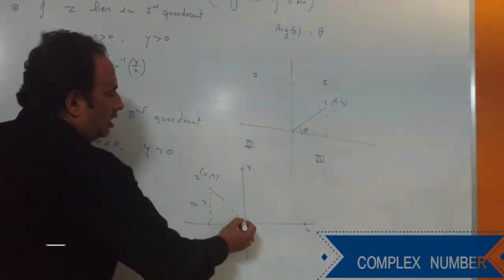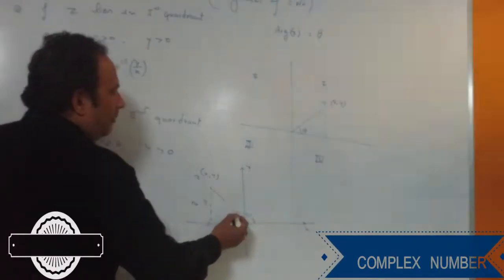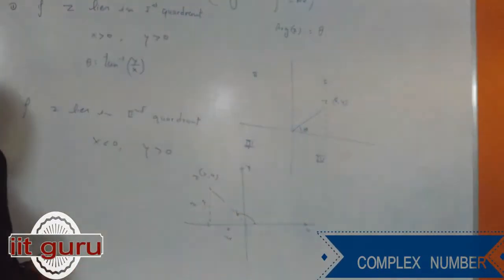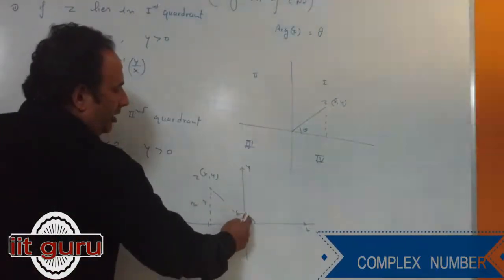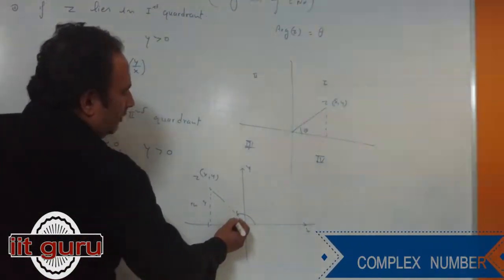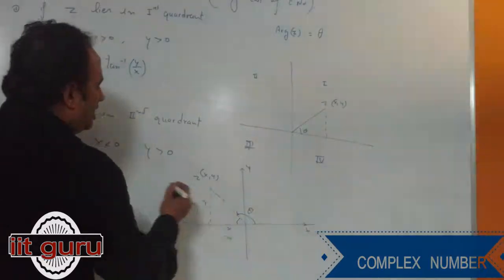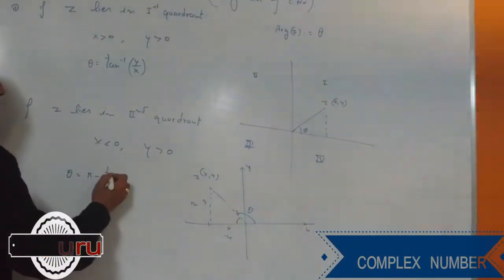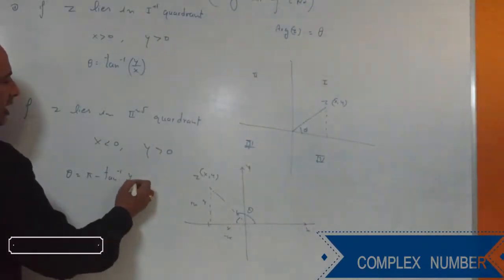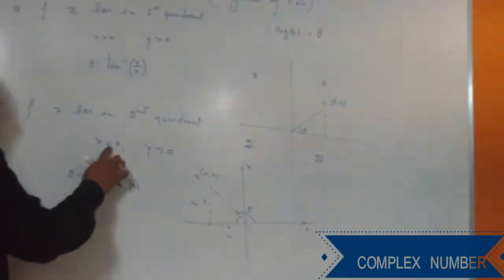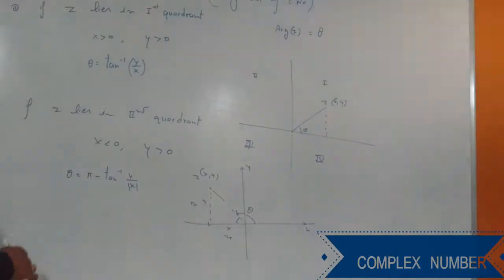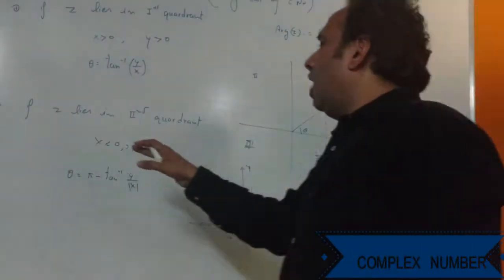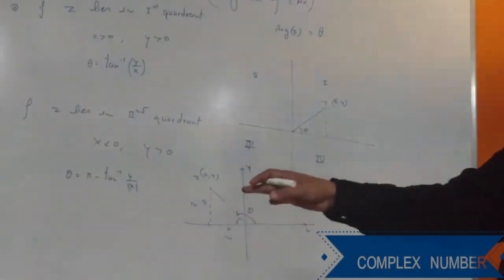So we are talking about this angle. It can be evaluated as follows: these two angles are supplementary. Let this be alpha here. If theta is required, we can say theta equals pi minus tan inverse of y upon x. As x is negative, you have to put mod x here. Let's take an example to understand how theta becomes pi minus tan inverse.